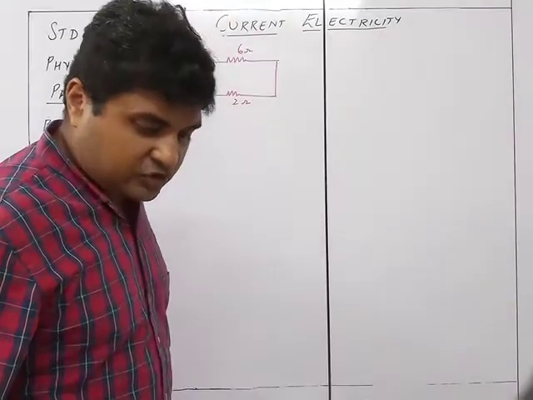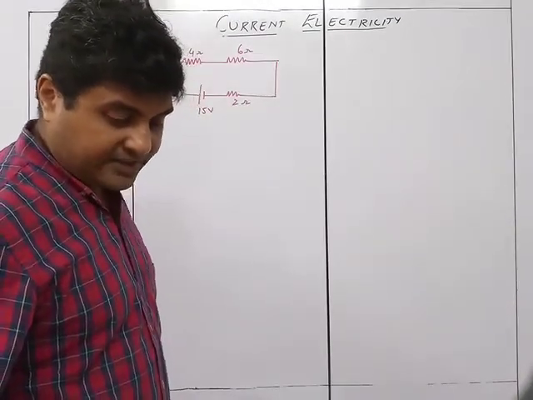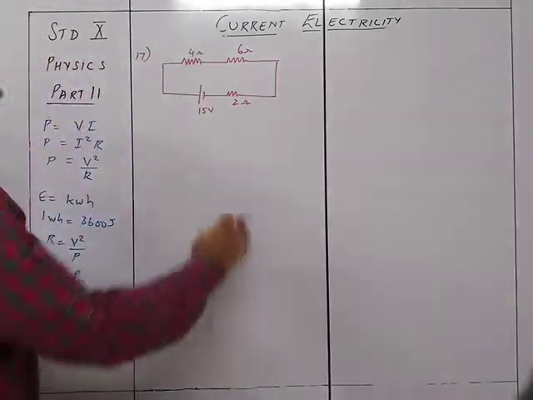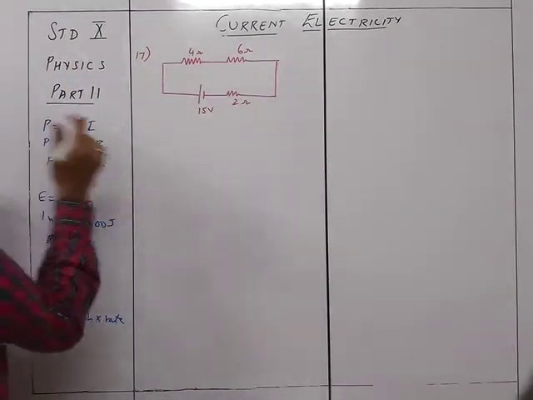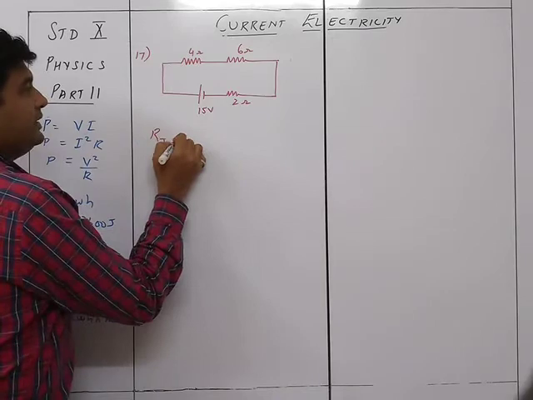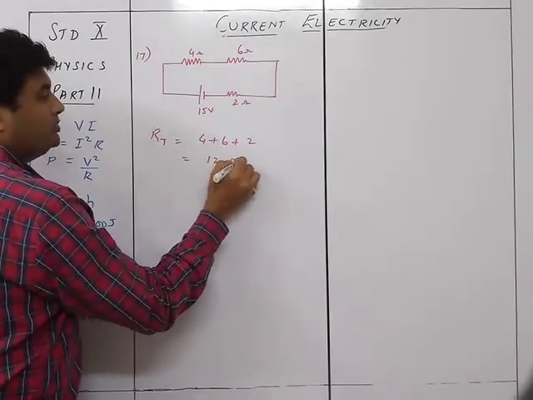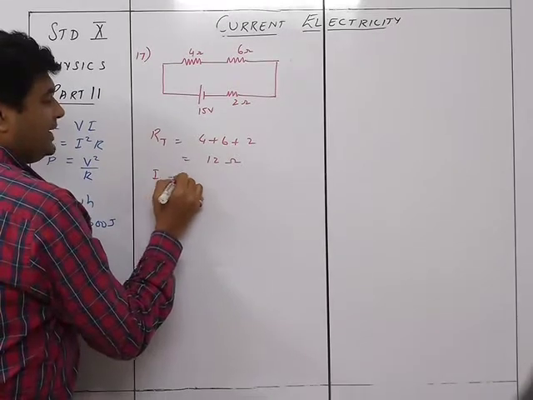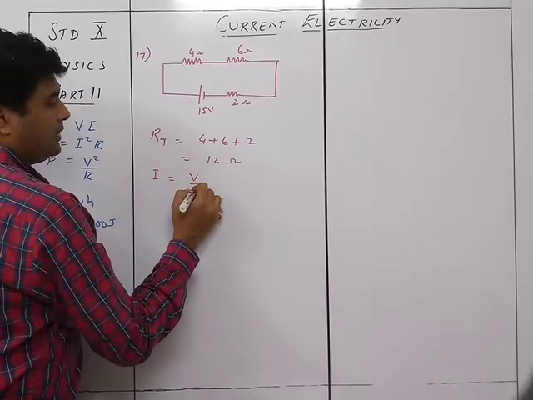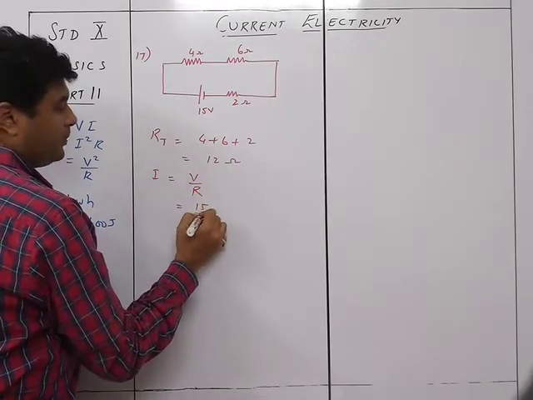Find the electrical energy spent per minute in the 6 ohm resistor. So first of all, the total resistance RT is equal to 4 plus 6 plus 2, which is equal to 12 ohms. So current I is equal to V upon R, that is equal to 15 upon 12.